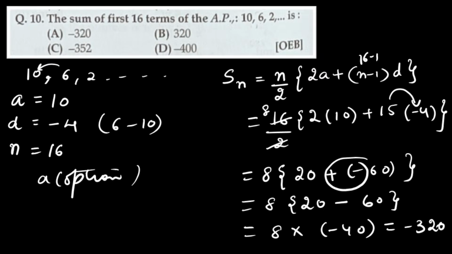So minus 320. Sanika, Nikita, Praveen, Janvi, Sushil and Shreyasi have given the answer. Very good. Negative 320. Let's do the next question. Question number 11. This will be the last MCQ question. After this, we will do assertion and reason type questions.